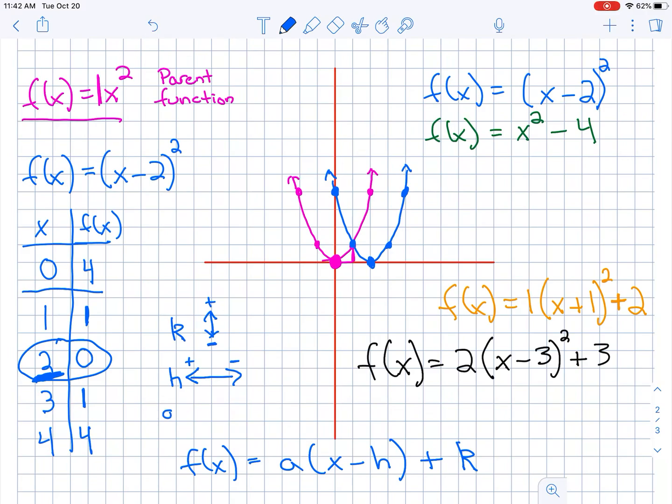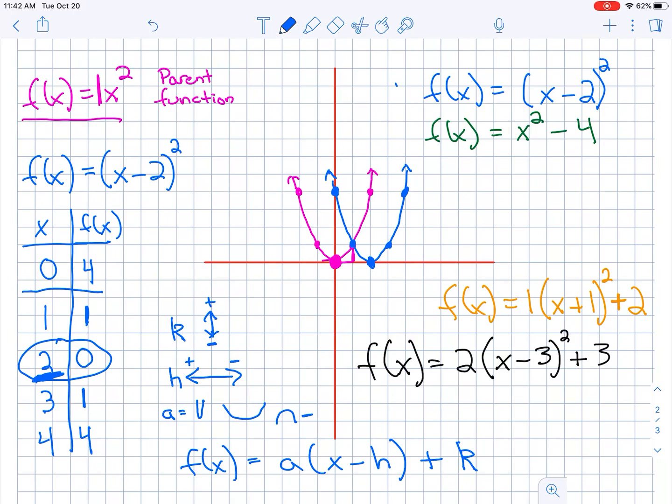And then the a value is what's called the vertical stretch, okay? And it's what makes it really narrow or really wide. It can also turn it upside down if it's negative, okay? So negative will turn it upside down. And that's what the different letters do.